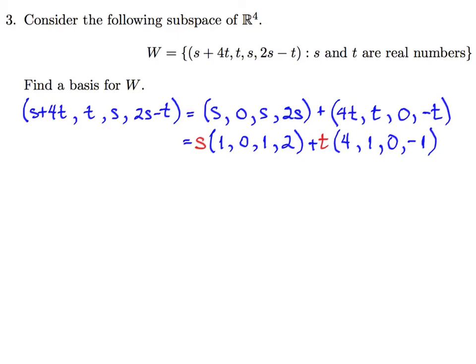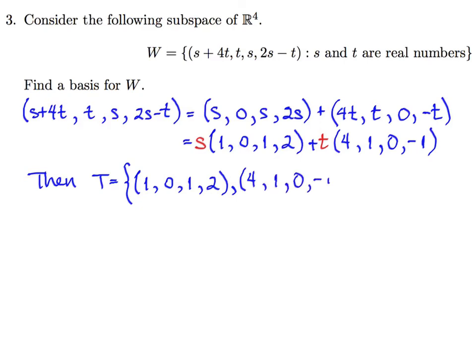There's no way we can write the first 4-tuple, because it has a non-zero entry in the third component, as a scalar multiple of the second one, because the second one has a 0 in the third component. So we have a set that's linearly independent. So we have a basis with just the 2 4-tuples, 1, 0, 1, 2, and 4, 1, 0, negative 1.